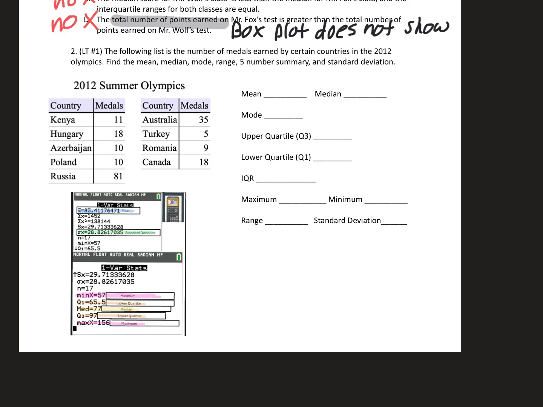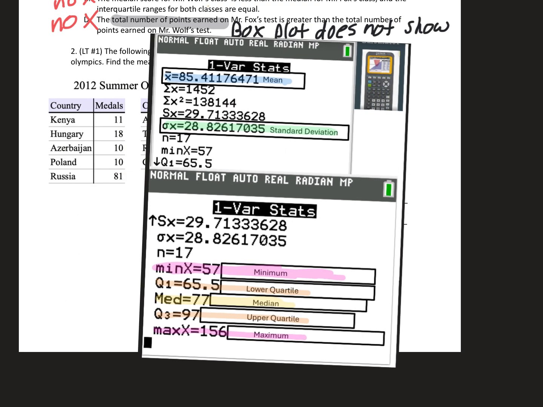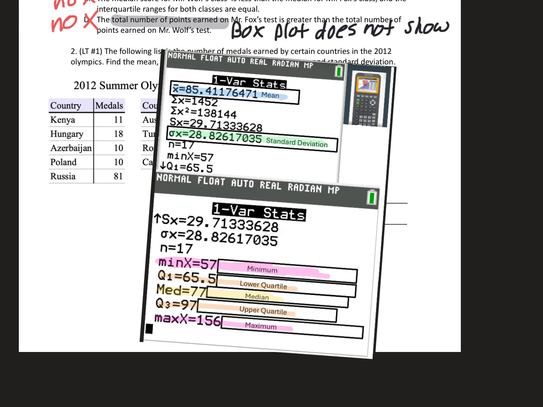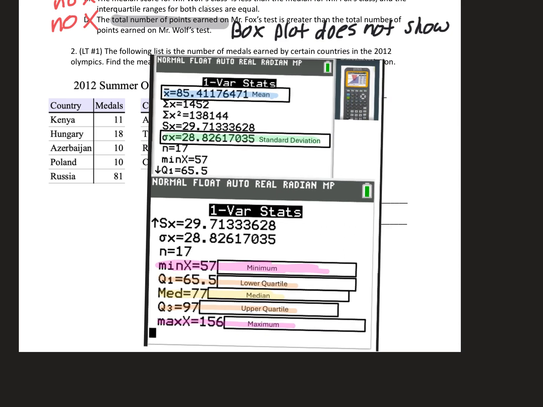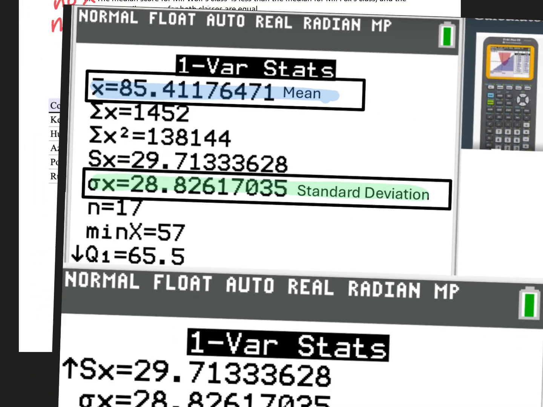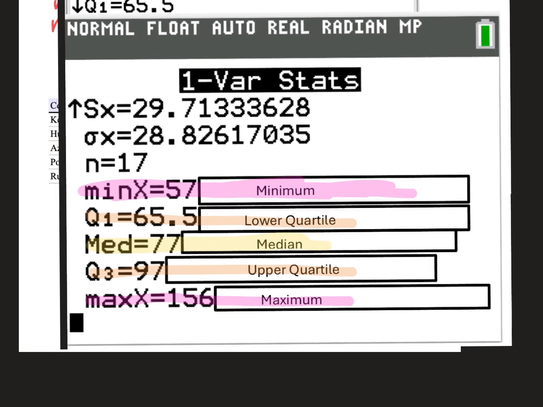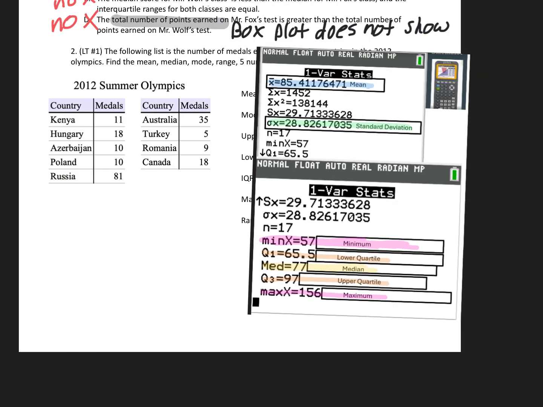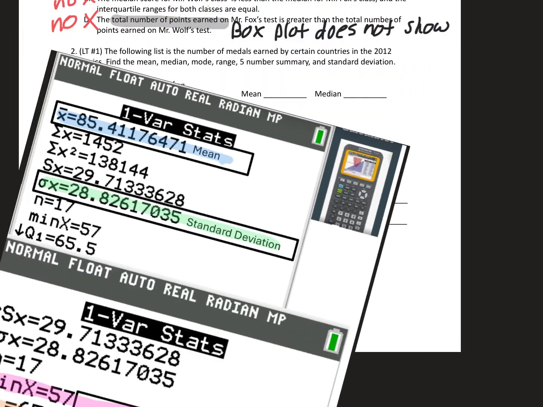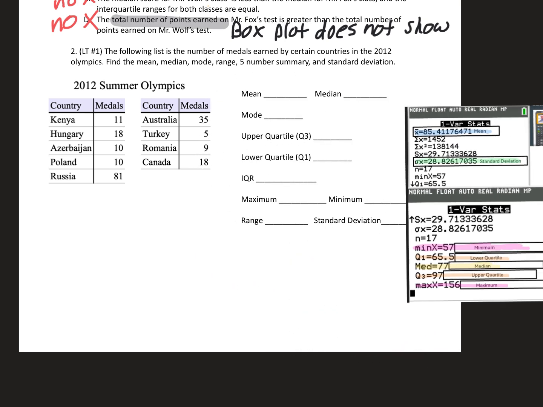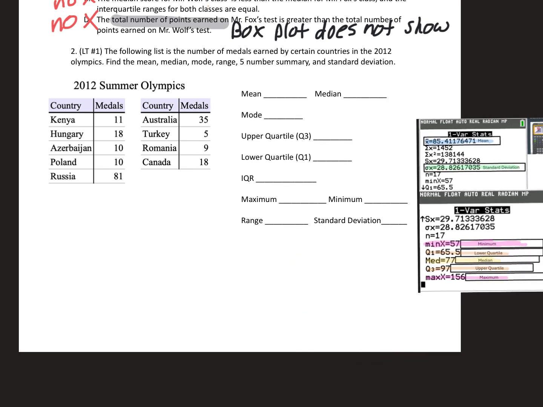Question number 2 asks you to calculate a variety of calculations based on the Summer Olympic gold medal finalists. And remember that you have your calculator cheat sheet that reminds you how to find most of this data. So remember, the calculator will give you the mean, the standard deviation, your minimum, your Q1, your median, your upper quartile, and your maximum. So if you don't remember how to use your calculator to do that, please review the video that I made that reminds you how to do that.